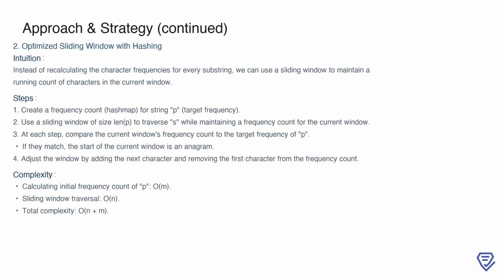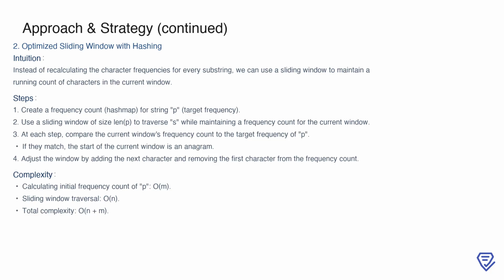Here's how it works. First, we calculate the frequency of characters in P and store it in a hash map, which serves as our target frequency. Then, we use a sliding window of size equal to the length of P to traverse the string S. For the current window, we maintain its frequency count in a separate hash map. At each step, we compare the frequency count of the current window to the target frequency. If they match, we know the starting index of the window is an anagram of P.